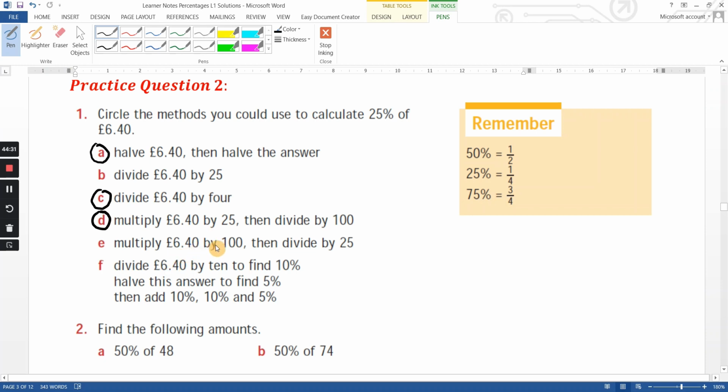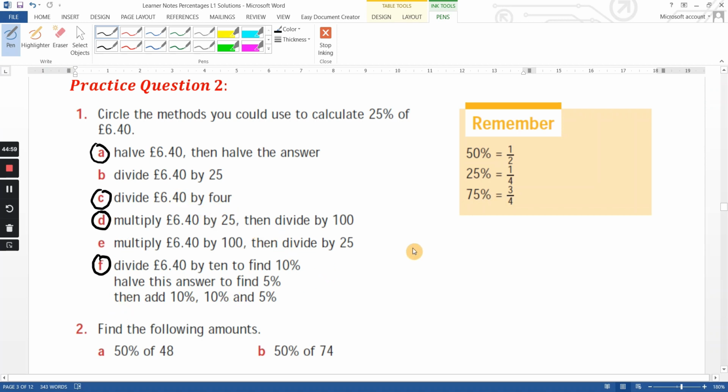Multiply £6.40 by 100, then divide by 25. No, that's not going to work. If you do it the other way around, that's not going to work. And F, divide £6.40 by 10 to find 10%. Half this answer to find 5%. Then add 10%, 10% and 5. Yeah, that's going to give you 10 plus 10 plus 5 gives you 25%. That works. So I would circle these 4 only.